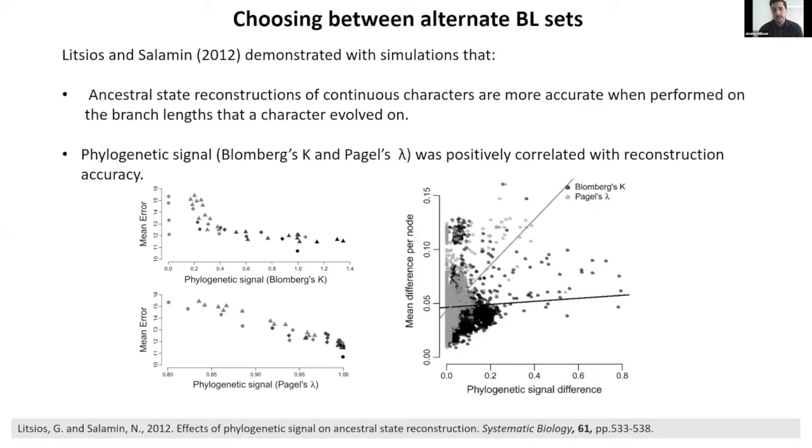They also found that phylogenetic signal was positively correlated with reconstruction accuracy. And so what they proposed is that you've got a chronogram and a phylogram. You take your character and you estimate phylogenetic signal using these two metrics, Blomberg's K and Pagel's lambda, on both the chronogram and the phylogram. The one that returns the highest phylogenetic signal value is the one you should use for your ancestral state reconstruction, because it's more likely to give you a more accurate result. But this was on continuous characters.